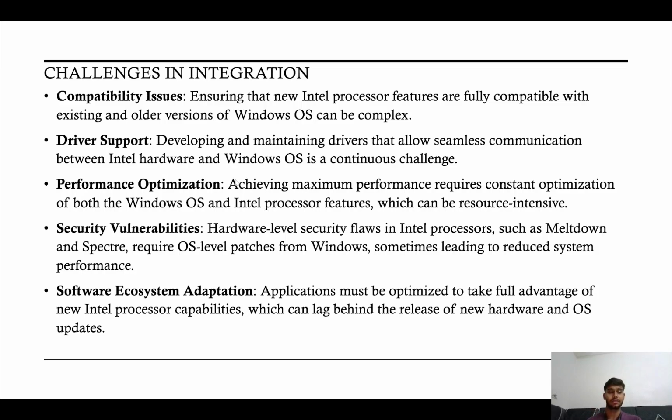Performance optimization, security vulnerabilities. The most important aspect is that hardware-level security flaws in Intel processors such as Meltdown and Spectre require OS-level patches from Windows, sometimes leading to reduced system performance. Software ecosystem adoption: applications must be optimized to take full advantage of new Intel processor capabilities, which can lag behind the release of new hardware and OS updates.